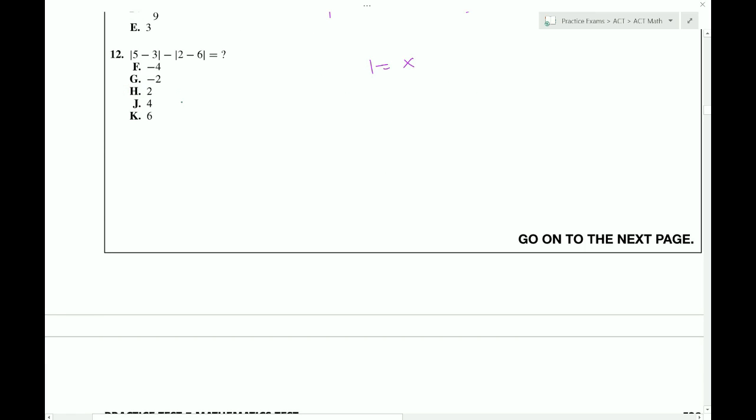5 minus 3 absolute value is just 2. Minus 2 minus 6 is negative 4 in absolute value. Negative 4 in absolute value comes out as a 4, and then 2 minus 4 is negative 2.